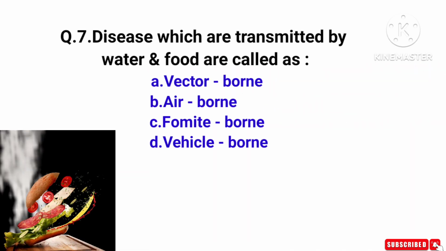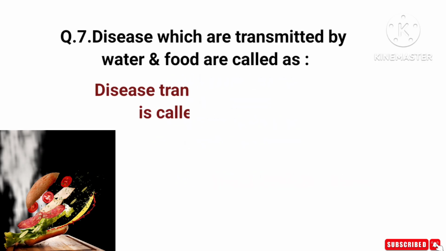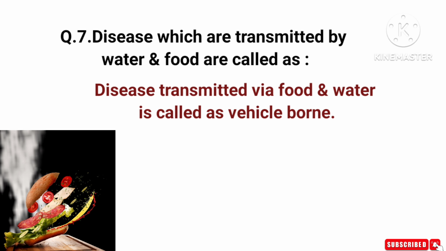Diseases which are transmitted by water and food are called as vector-borne, airborne, fomite-borne or vehicle-borne. Here the right answer is option D, vehicle-borne. Disease transmitted via food and water is called as vehicle-borne.